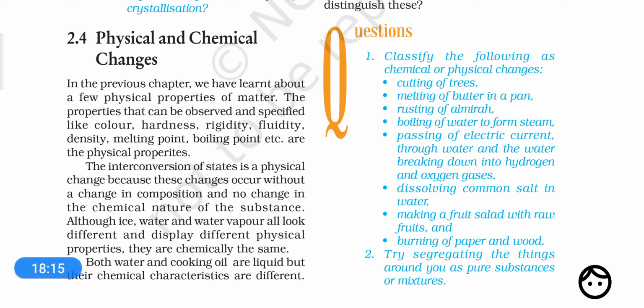Dear students, somewhere in some books or sometimes you may find that physical changes are reversible changes, chemical changes are irreversible. This is a wrong concept. You have to forget about it. Leave it. Reversibility is not a criterion for classifying a change into physical and chemical changes.